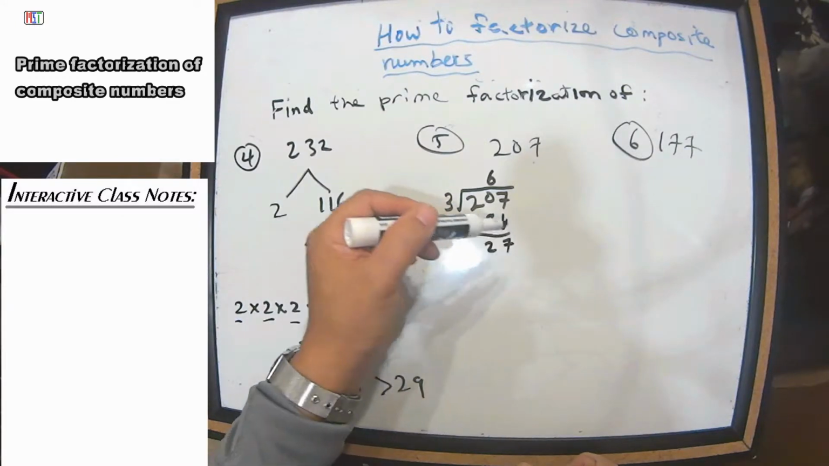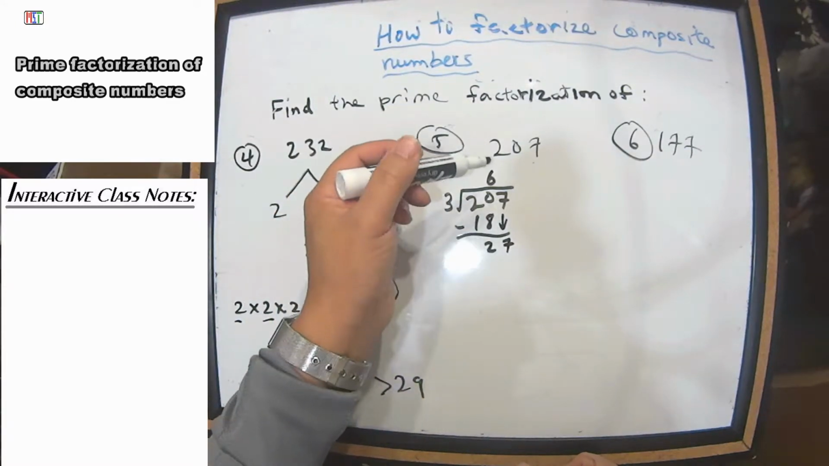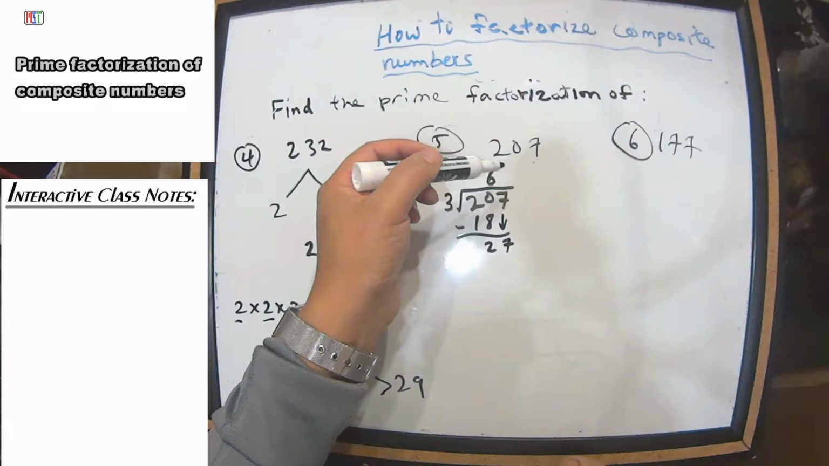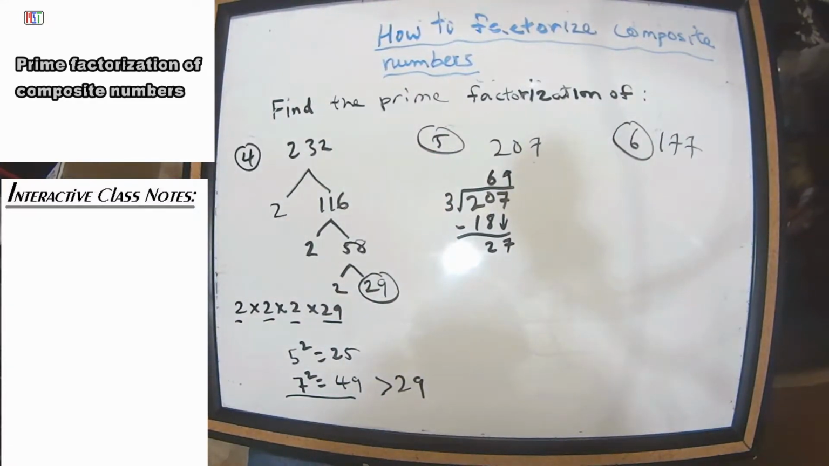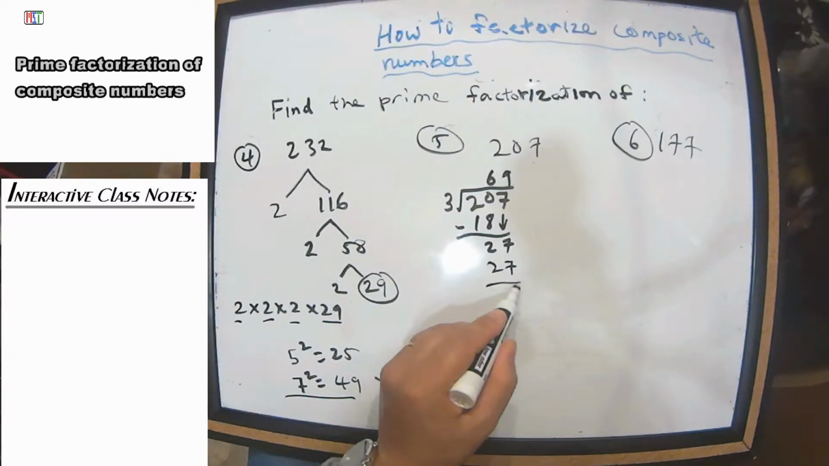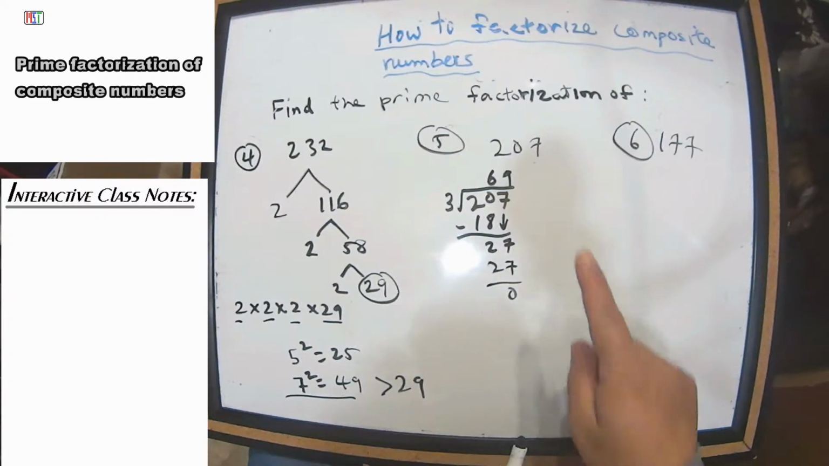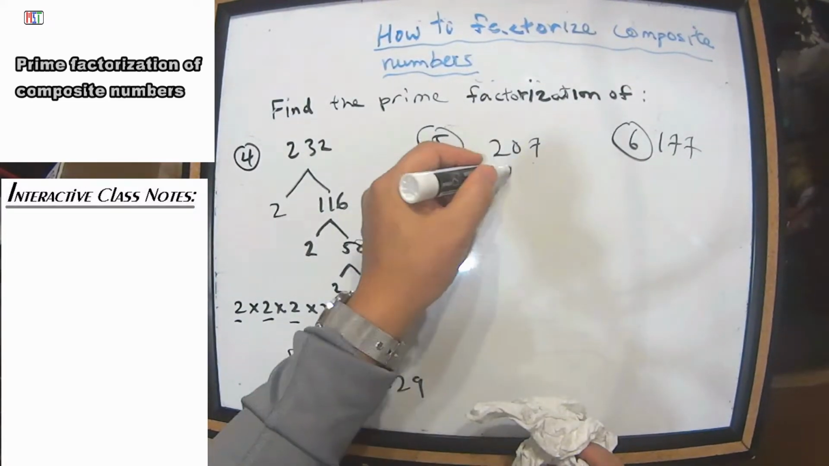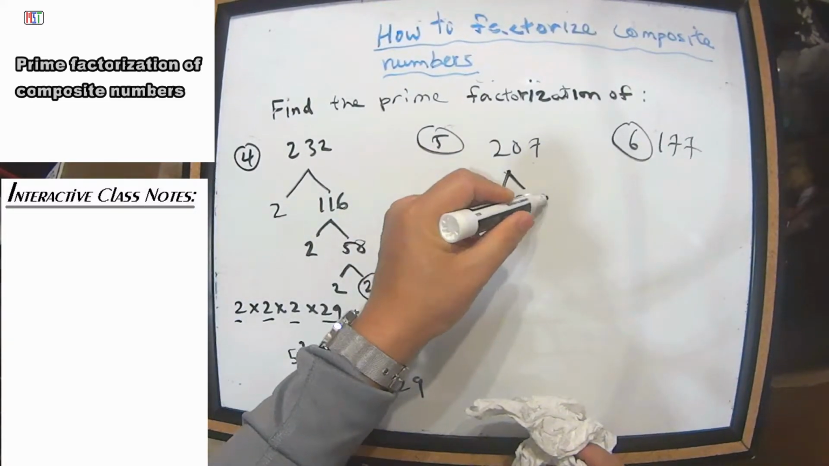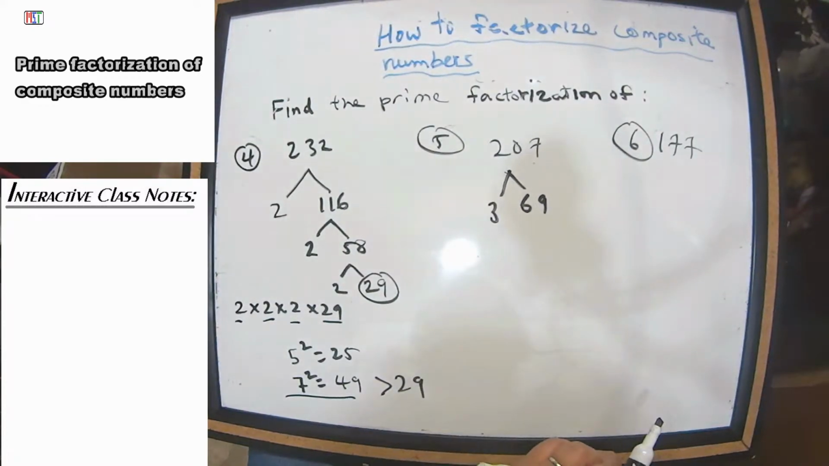Bring down the 7 here. So 3 goes into 27 how many times? 9 times. Okay, so we notice that 3 times 69 will give you 207. Okay, so 3 and 69, is it prime?